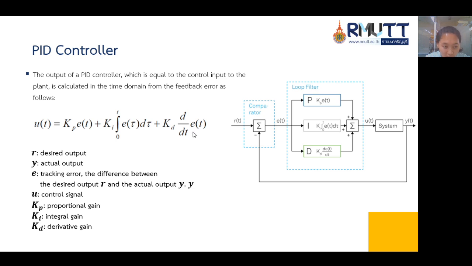And then we can see from this block diagram that R is the desired output, Y is the actual output, and E is the tracking error, the difference between the desired output R and the actual output Y, and U is the control signal. This is the proportional gain, this is the integral gain, and this is the derivative gain.